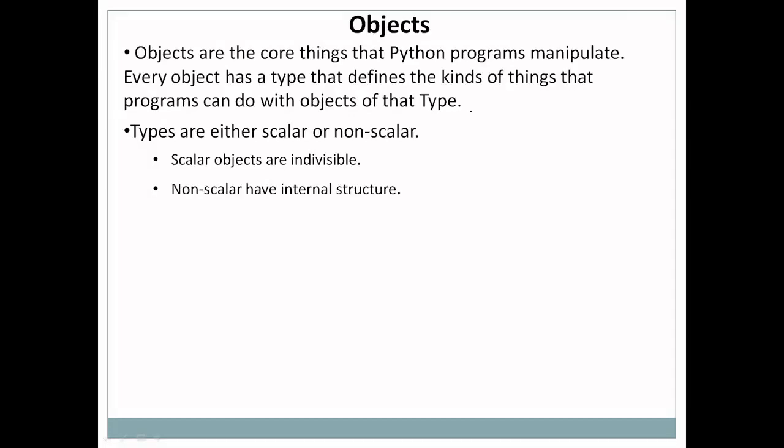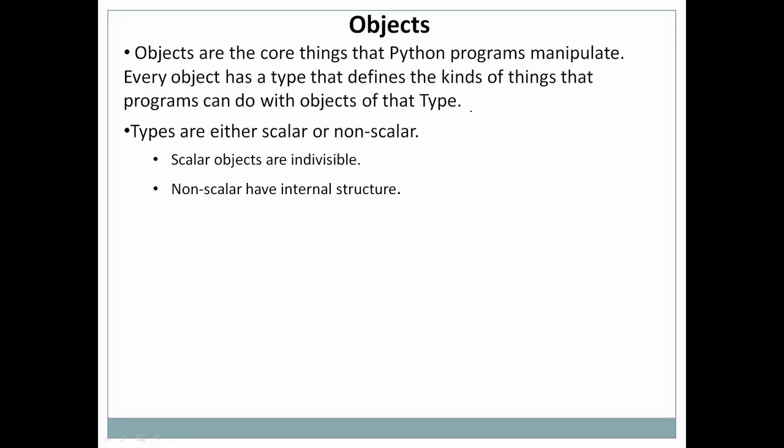Then the next is non-scalar, which has internal structure. That means individual elements can be retrieved from a non-scalar object. Examples of non-scalar objects are string, list, arrays, etc. If we take the example of a string, which is made up of a set of characters, individual characters can be retrieved from it. That simply means strings have internal structure.